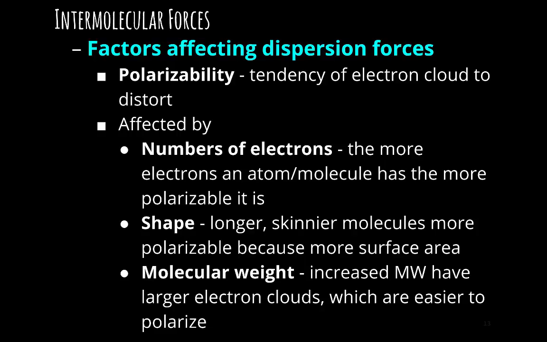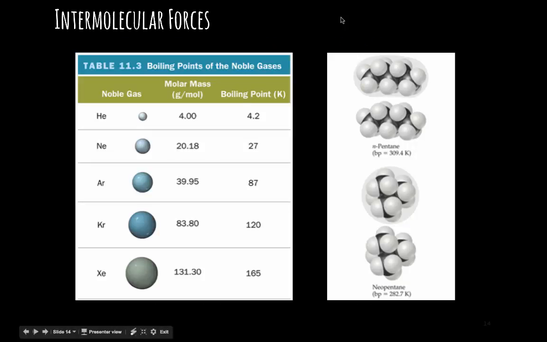The last one is molecular weight. An increased molecular weight means larger electron clouds, and those are easier to polarize. The larger the clouds, the more room those electrons have to move around, the more potential for instantaneous dipoles. On the left, you can see the table of the boiling points of the noble gases. As the molar mass of that noble gas increases, its boiling point increases.